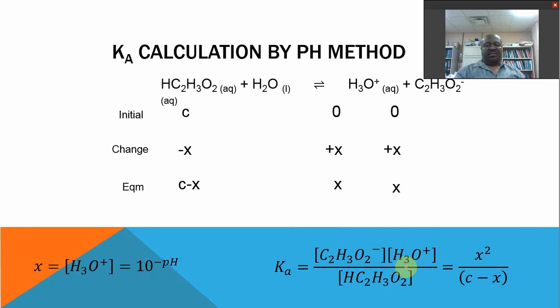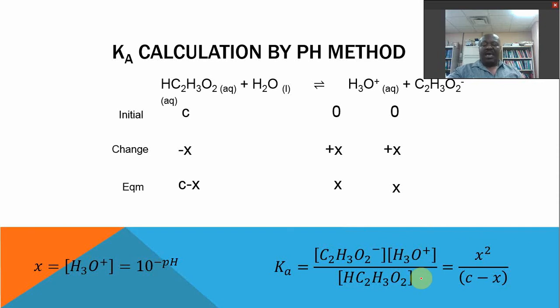pH, you know that already, defined in your text many times. Same thing here with acetic acid. If we now say the change is minus X, then we end up with this equation. Ka is equal to X squared over C minus X. We know what C is, the initial concentration of the acid. If we can find what X is, the hydronium concentration, then we're good to go.